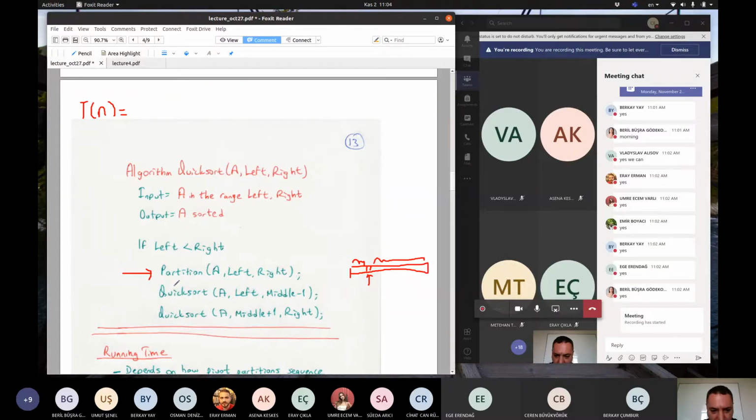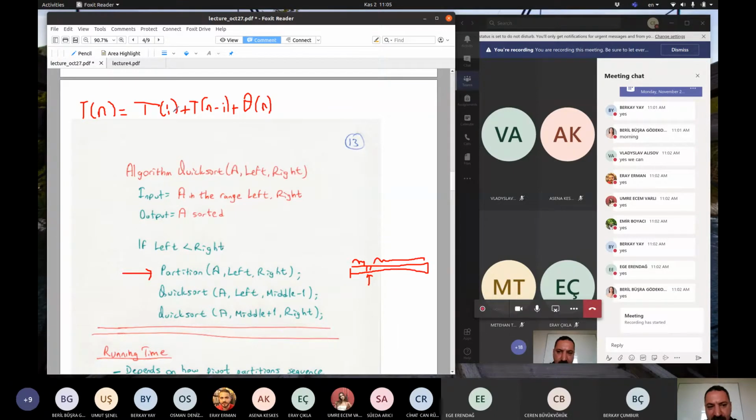So this means that the first recursive call will work on i elements of the array, and its running time will be T(i), plus the second recursive call will work on n minus i elements. It means that its running time will be T(n minus i), plus we have seen that the running time of the partition function itself is theta of n. Okay, so we wrote down this recurrence to represent the running time of the quicksort algorithm in general.